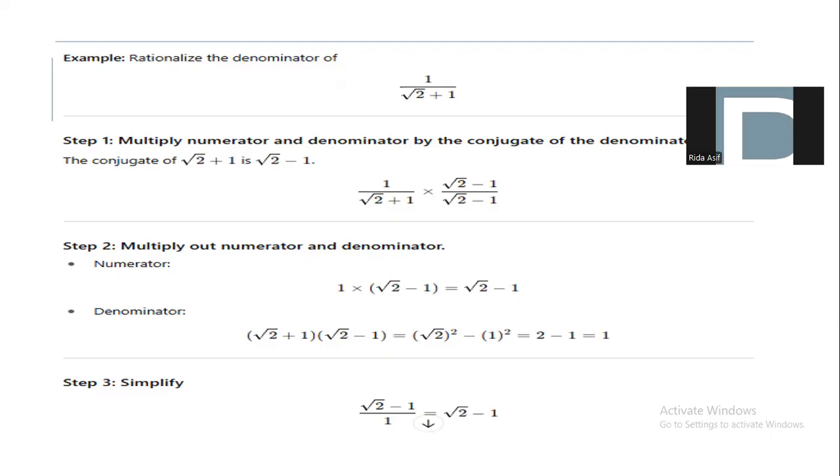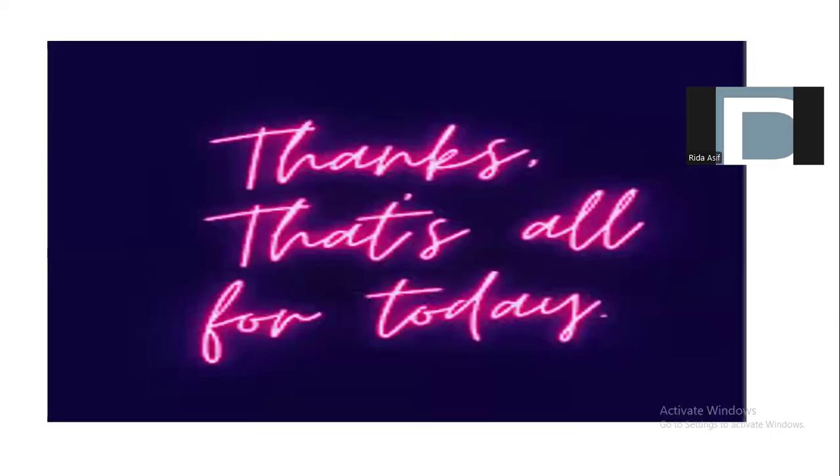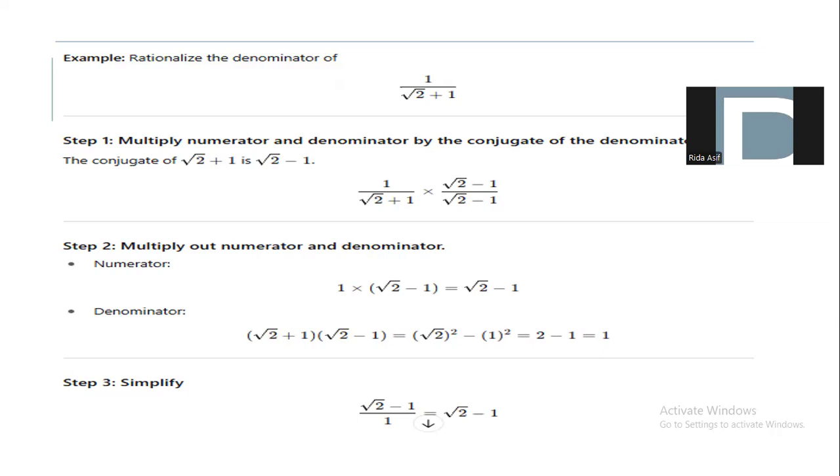So in step number 3, we just solve the numerator as well as the denominator, and in the denominator we get 1. There's no need to write 1 in the denominator, so we simply get the answer root 2 minus 1. Got it? So students, before leaving, let's solve one question in our notebook to make your concept more clear.